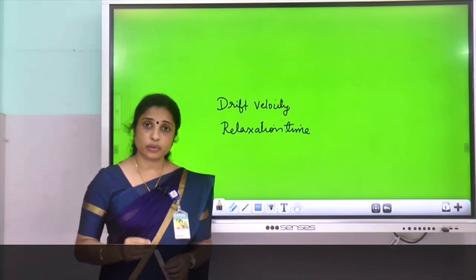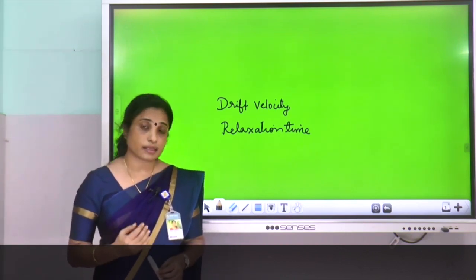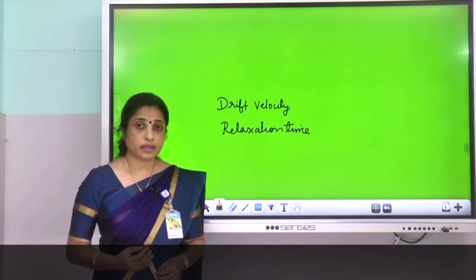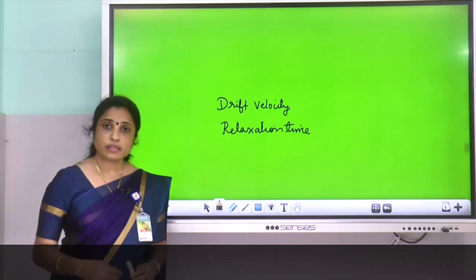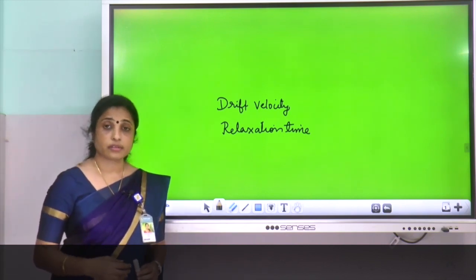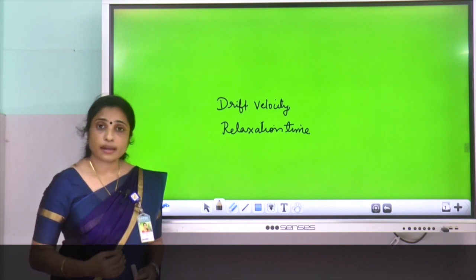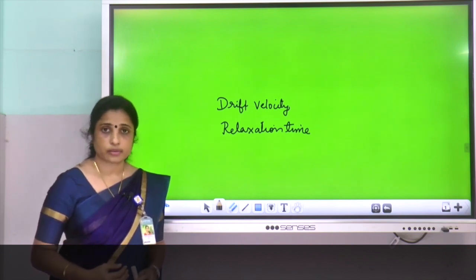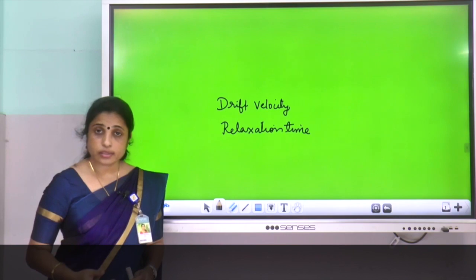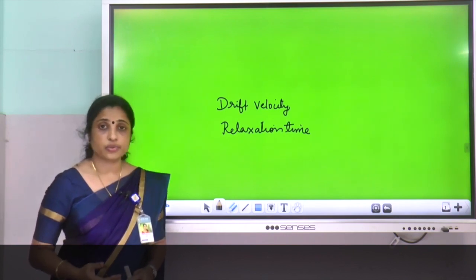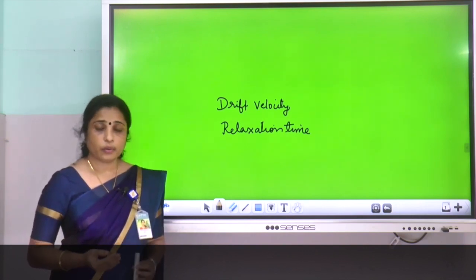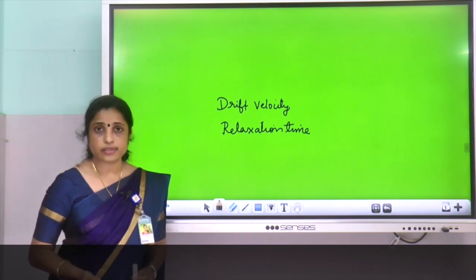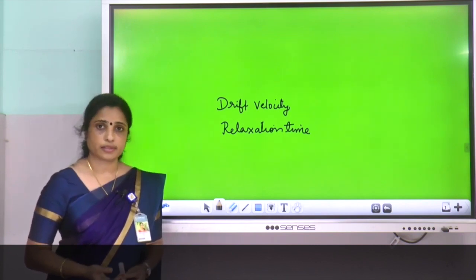Now, you should note that the electric field accelerates the electron, but it does not produce a net acceleration in the electrons. This is because the free electrons keep on colliding with the positive metal ions, and the velocity which it has gained due to the electric field is lost in the next collision. Thus, these free electrons acquire only a constant average velocity called the drift velocity.